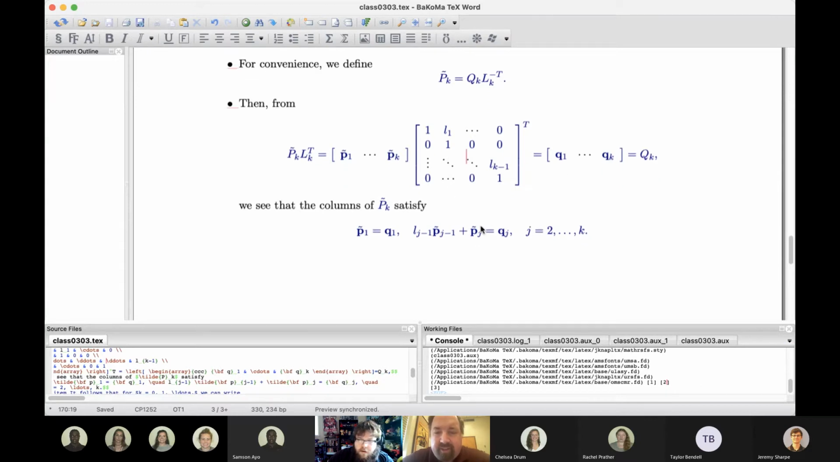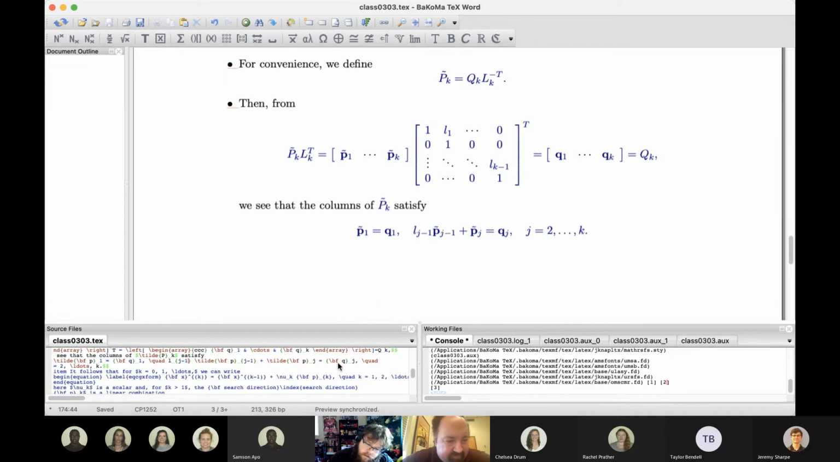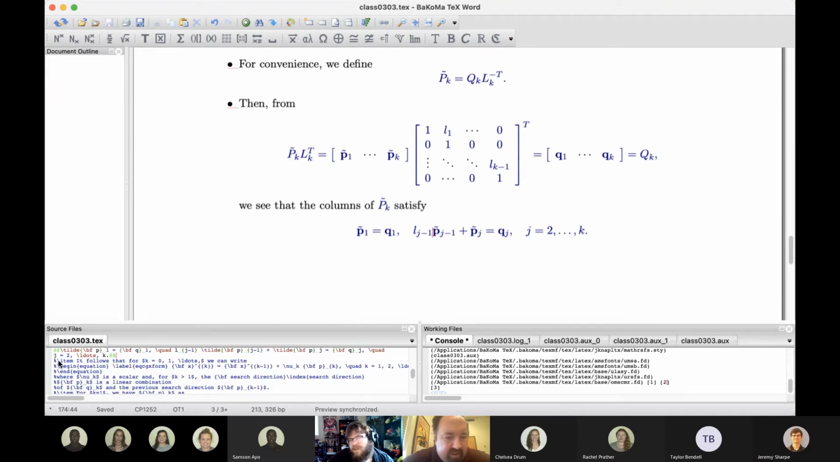What this means is each one of these P tildes can be obtained by taking a corresponding Q and then subtracting off a multiple of a previous P tilde. So I have a simple recurrence relation for getting my P tildes from my Qs. If I've already generated the Qs, then I can easily generate the P tildes with little work. I have to know what these constants are. So how are we going to use this?